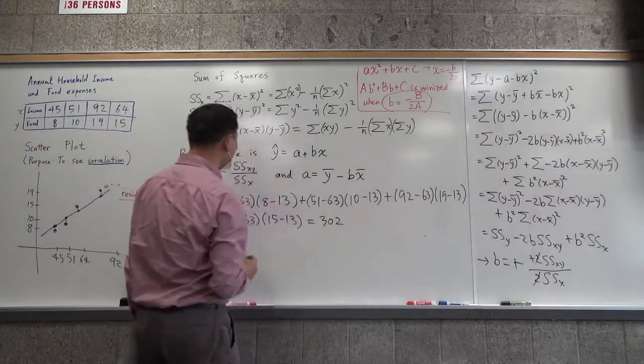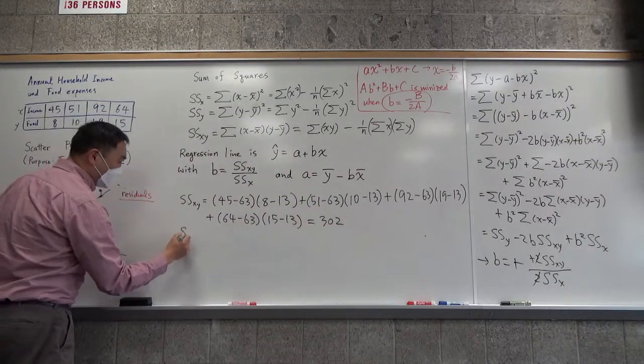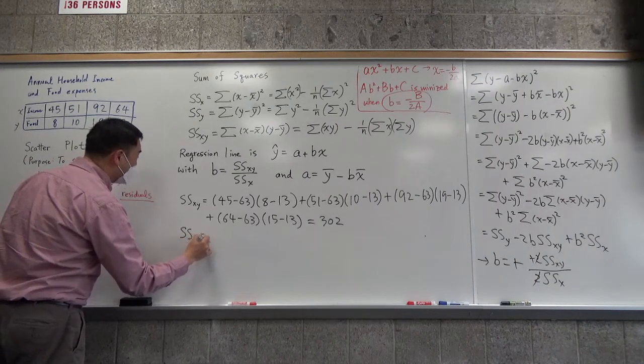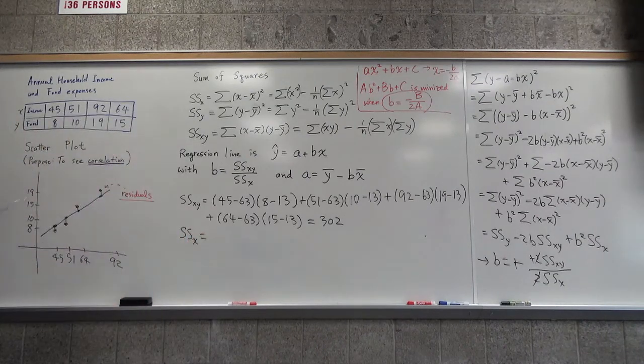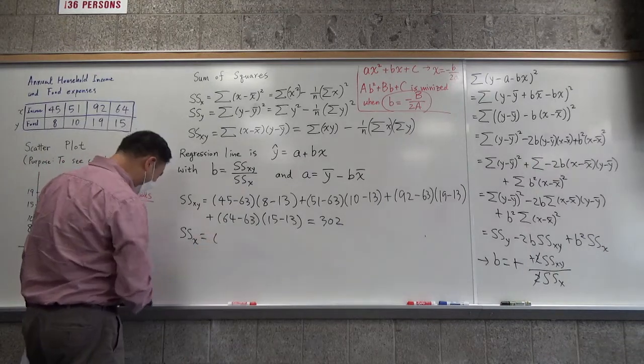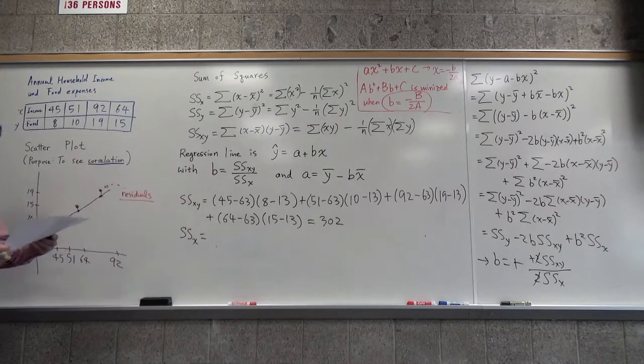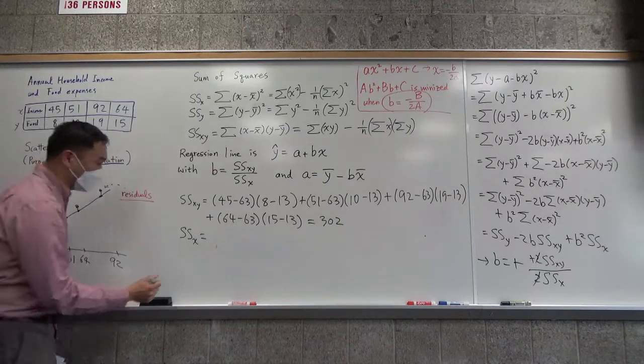302. What? 302. 302, thank you. 302, okay. All right, and then SSX, well, that one I actually calculated. This will be, well, I actually said it in the beginning of the lecture, and I'll just quote that one. The value is 1310.